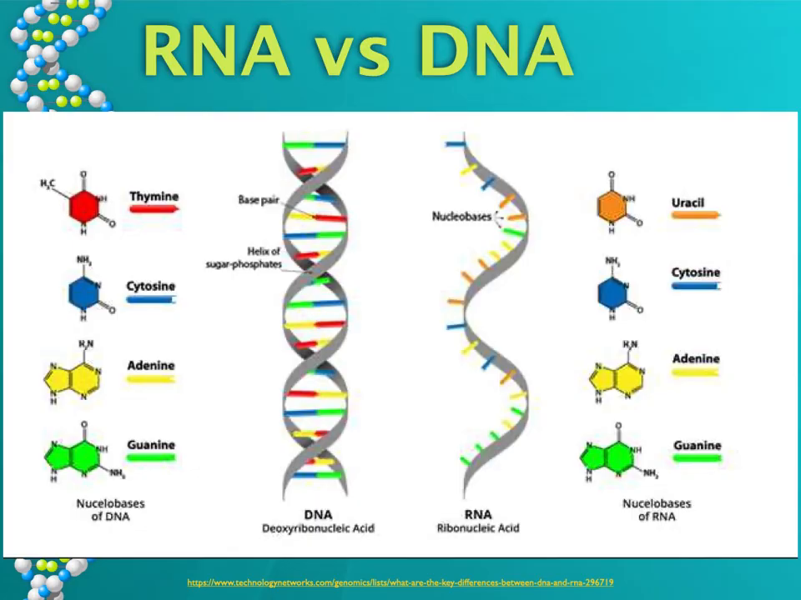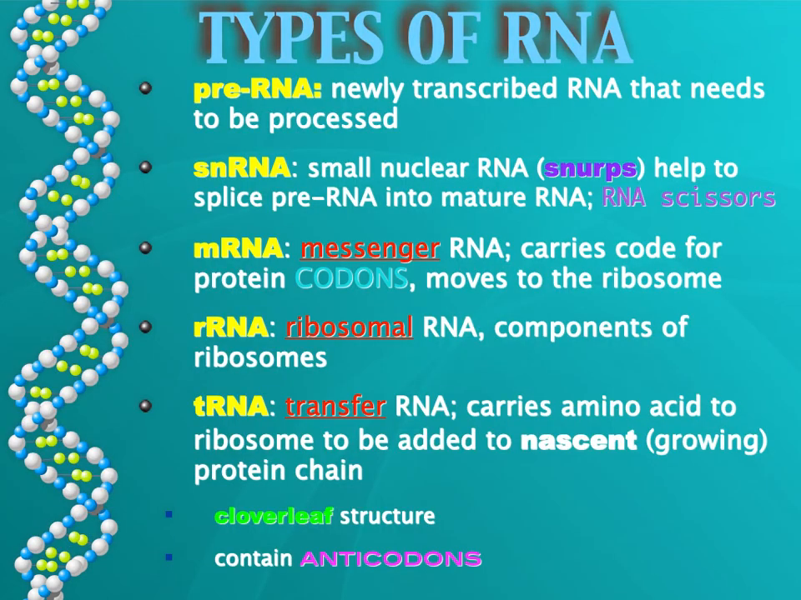There is a diagram showing you the difference of the single strand versus the double strand. There are 5 types of RNA, including pre-RNA, which is newly transcribed, snRNA, which are small nuclear RNA, SNRPs, and those are the RNA scissors. mRNA, M for messenger, and rRNA, ribosomal RNA, you find that in the ribosomes. tRNA is a transfer RNA, and that's what's going to carry the amino acid to the ribosome to be added to the growing protein chain.